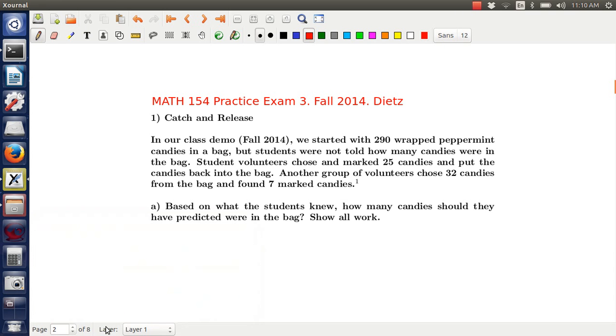Okay, what we started with in our class, and I don't know if these numbers are exactly right, but they're kind of close. We started with 290 wrapped peppermint candies in a bag, but the students were not told how many candies were in the bag. That's important. So all this part you don't read. This is in the back of your mind and you pretend you don't know it.